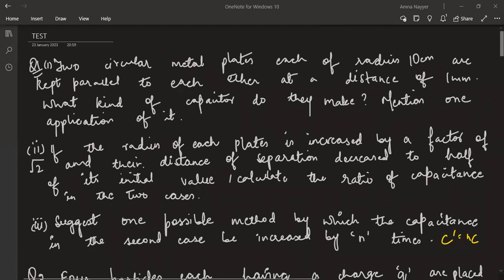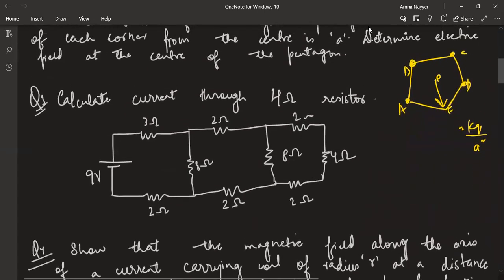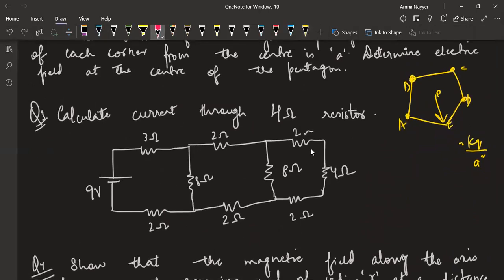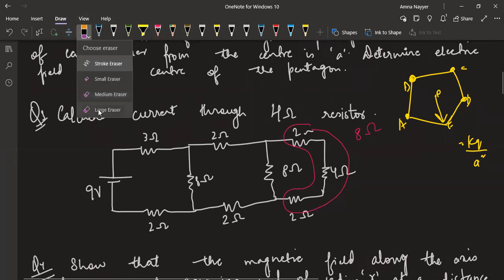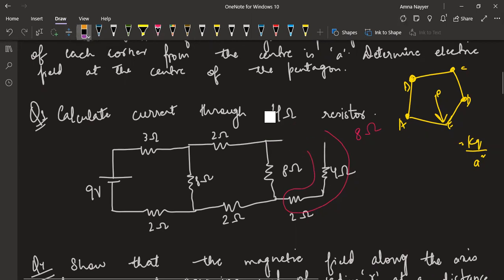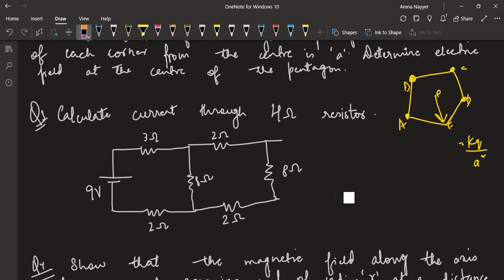Fine. Question number 3 is what? Okay, this circuit. See here, Sarah. This is 2 ohms. This is 4 ohm. This is 2 ohm. These three resistors are all connected in series. So 4 plus 2 plus 2 becomes 8. This is 8 ohms, right? So I can replace this. Instead of that, see, this is now 8 ohms.